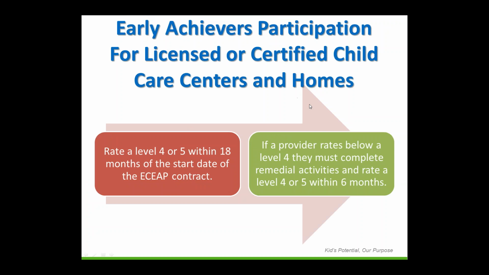Because our next slide is for our new licensed or certified child care centers and homes. So for this one, these sites need to rate a level 4 or 5 within 18 months of the start of the ECEAP contract. And it's the same turnaround time. If that level 4 isn't met, then rating a level 4 or 5 within 6 months of starting those remedial activities.